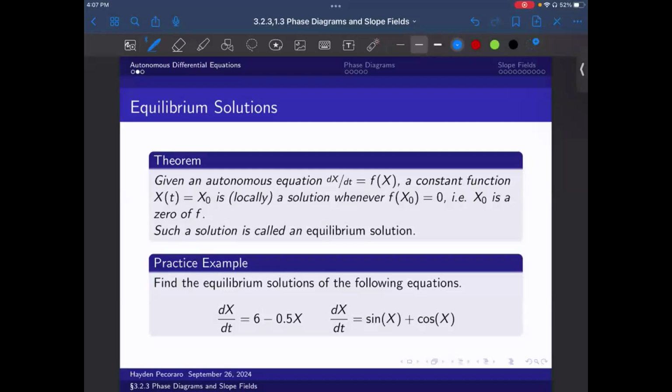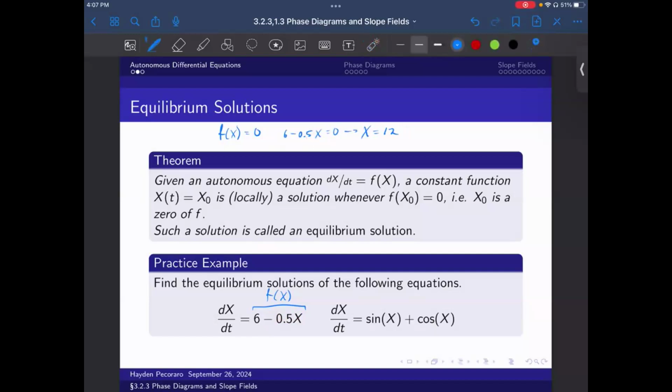So the equilibrium solutions are the ones where f of x equals 0. And what is f of x in this case? It's this thing. If I set 6 minus 0.5x equal to 0, I can solve that for x and get 12 as an equilibrium solution. That's the only value of x that makes this equal to 0. It's a linear equation, so we can solve it, and that's it.